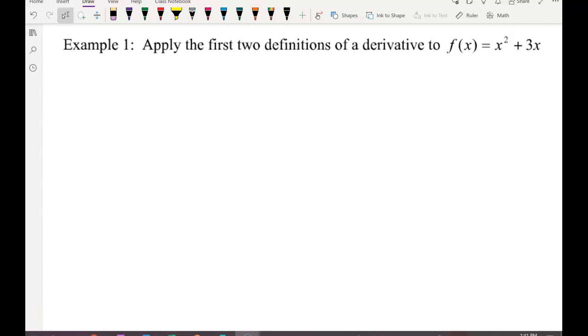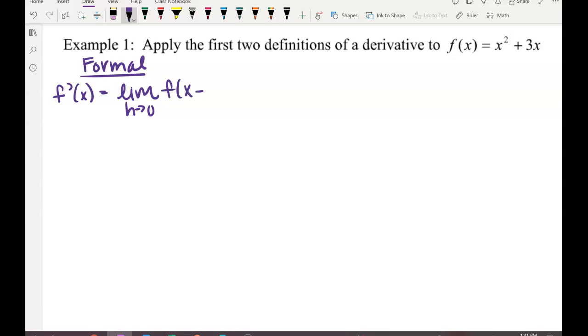All right, guys, example 1 says, apply the first two definitions of a derivative to the function f of x equals x squared plus 3x. So we are going to get to try both derivative definitions. Here's the formal definition. The formal definition says f prime of x is the limit as h approaches 0 of f of x plus h minus f of x, all over h.